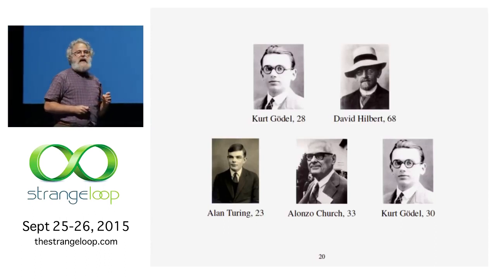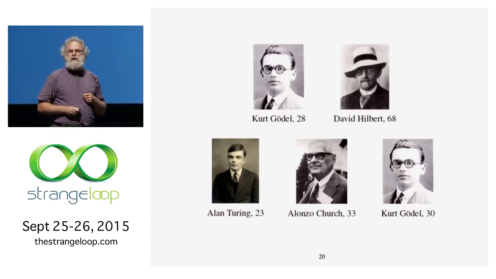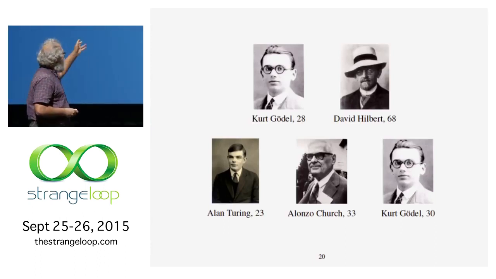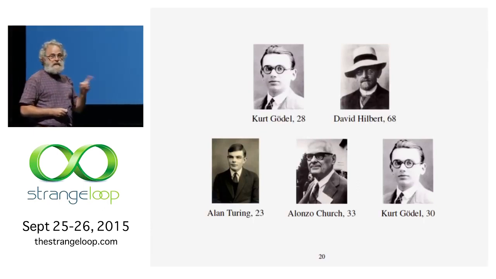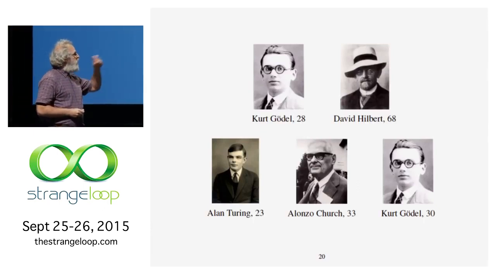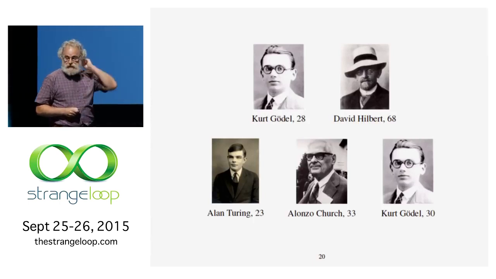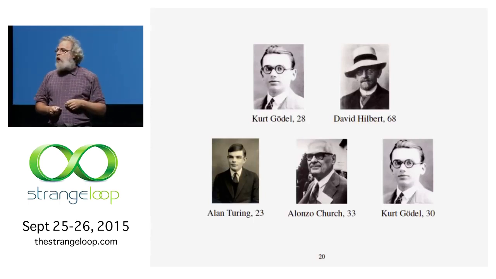Kurt Gödel was 28 when he undermined the work of David Hilbert. Alan Turing was 23, still an undergraduate, when he undermined the work of Alonzo Church, who was 33, and Kurt Gödel, who was then an ancient 30. So to all you young people in the audience, please keep explaining to your elders when we are wrong.